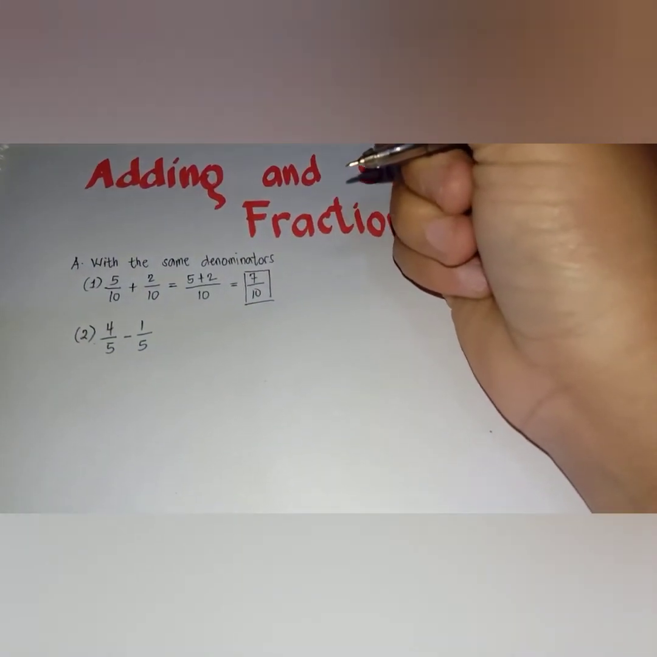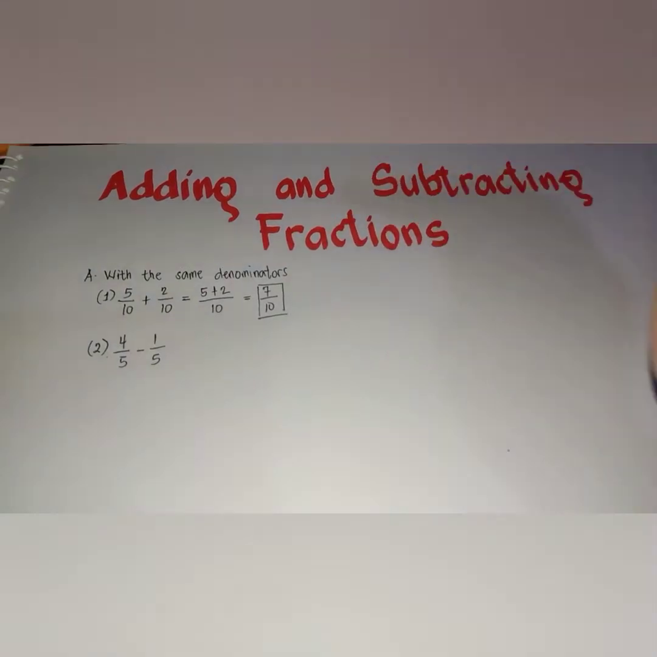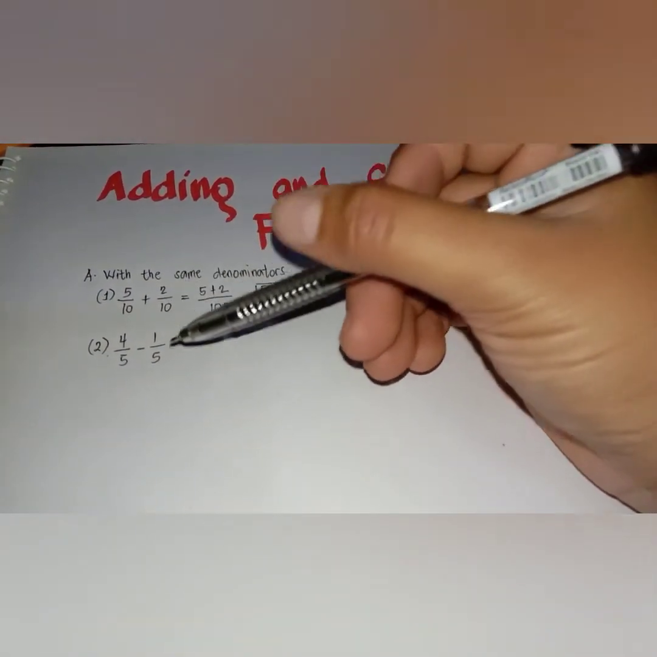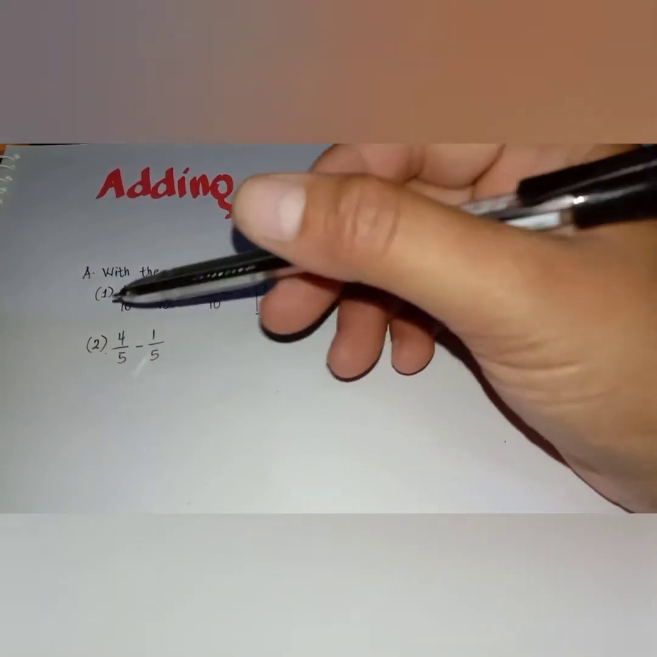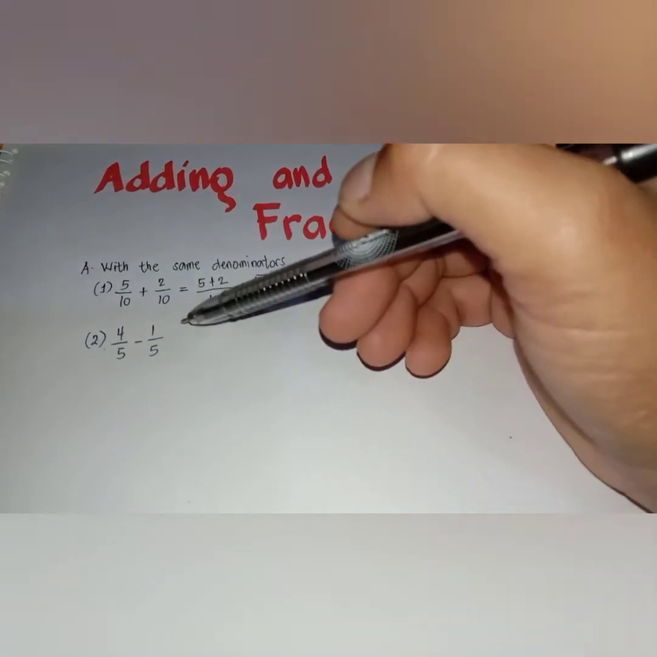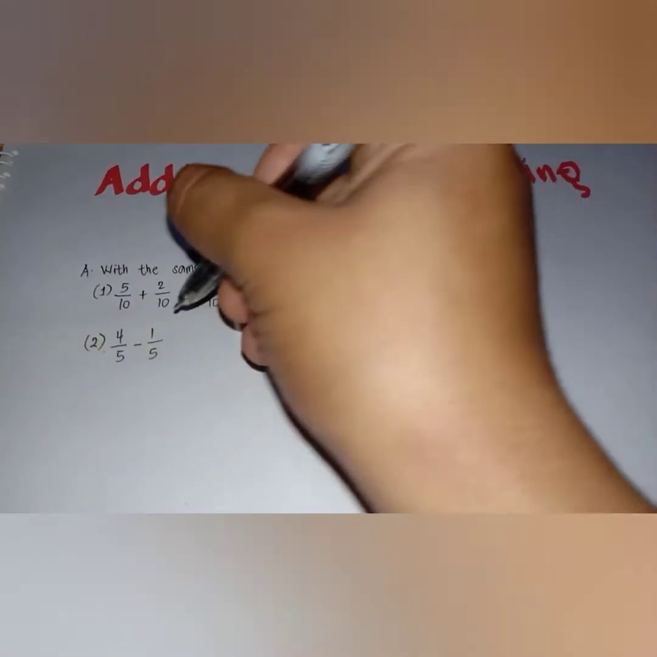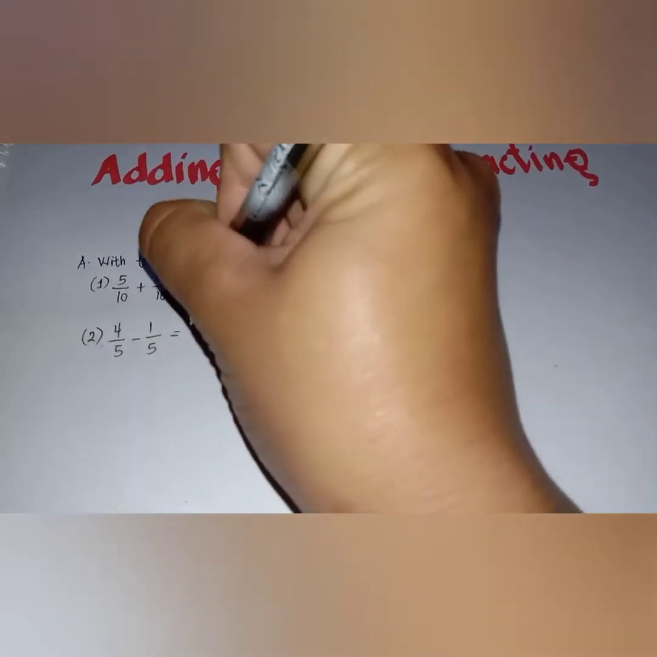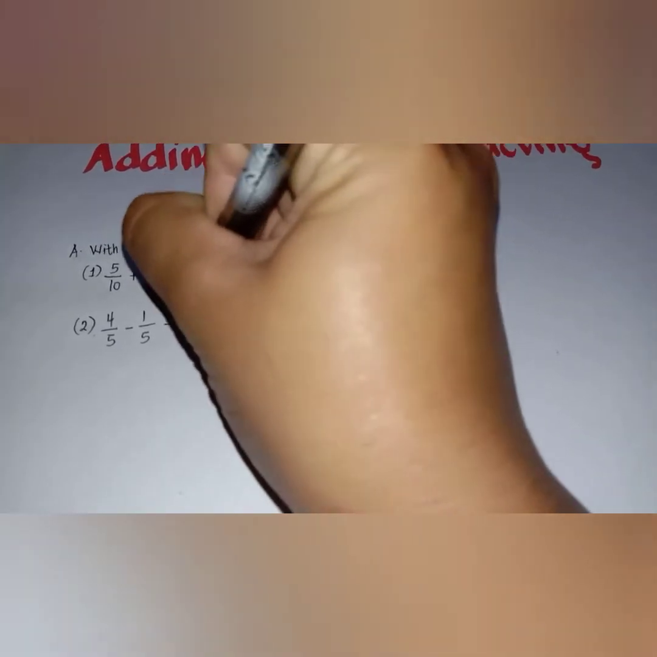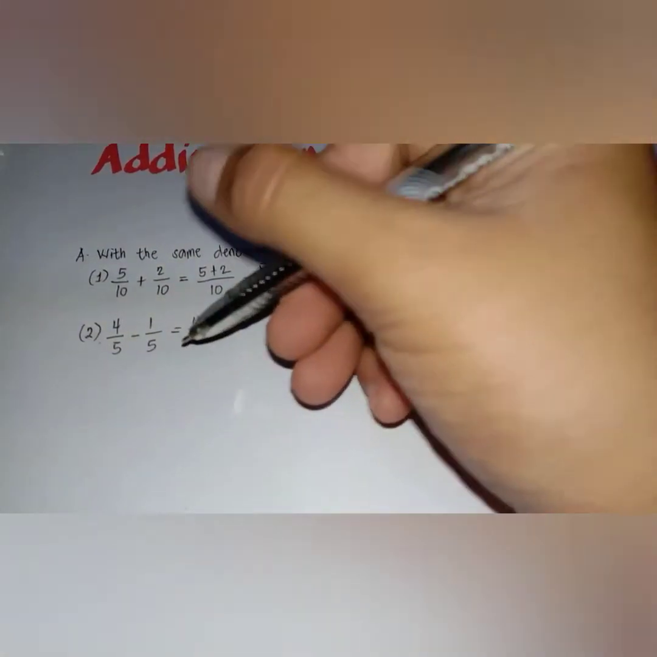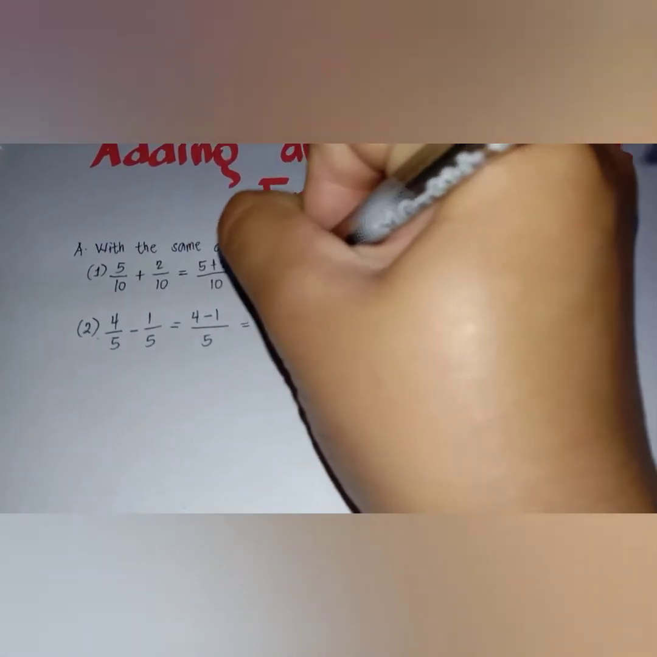When subtracting fractions with the same denominators, just simply subtract the numerators and copy the denominators. So, 4 minus 1, copy the denominator, which is 5. The answer is 3 over 5.